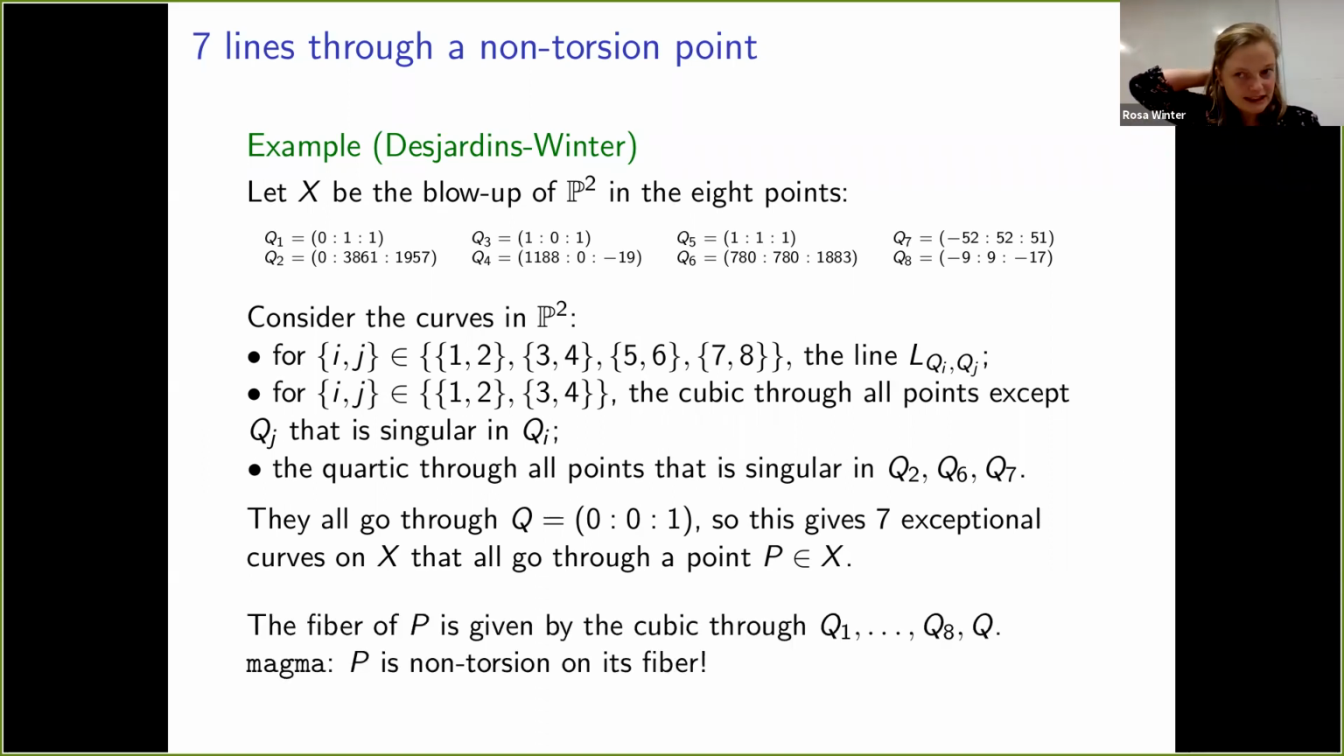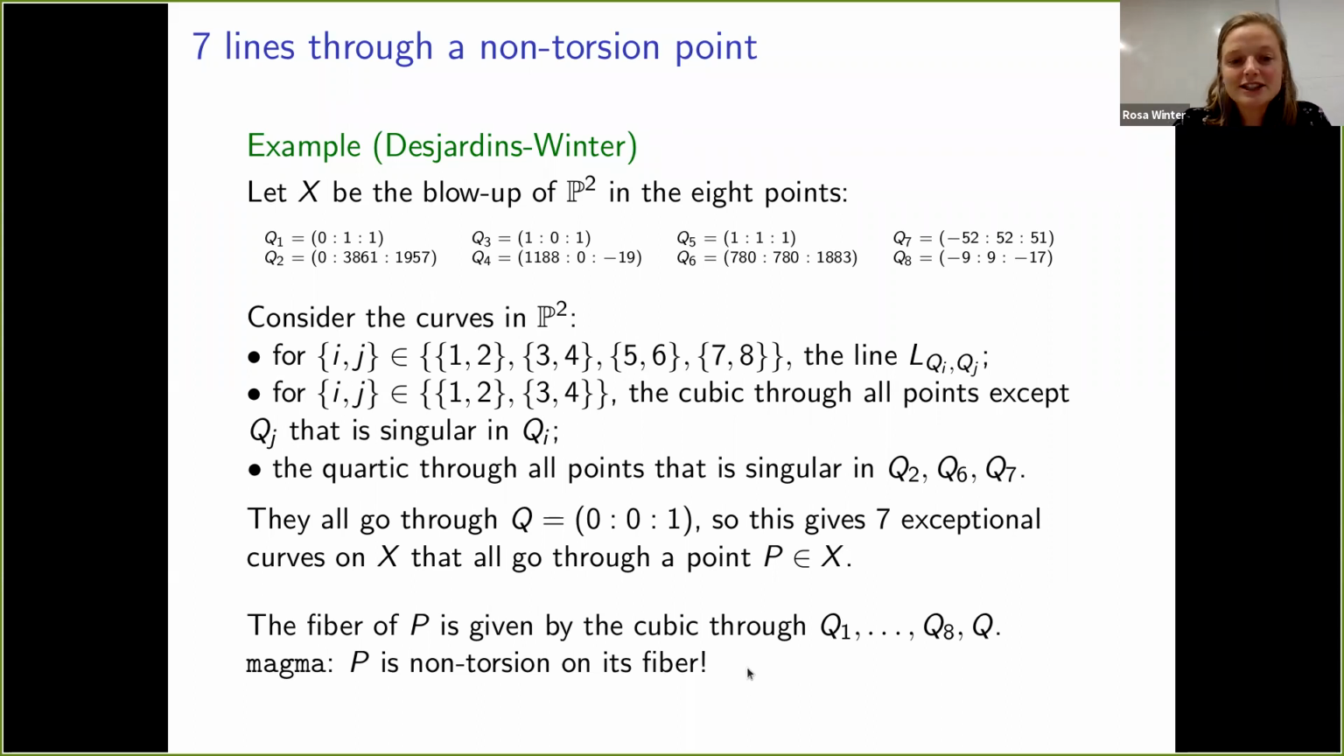So now we know that on the Halphen surface we have 7 exceptional curves going through a point, but we blow up a point to get the elliptic surface and we want to look at the fiber of this point P. But again, we can do this in terms of P2. So the fiber of this point is actually given by the cubic through these 9 points. So the elliptic fibration is given by the linear system of cubics through these 8 points. And then the fiber of P is exactly the one that goes through the point that corresponds to P. So we can, again, easily find an equation for this fiber. And this is a cubic curve, and we can check that P is non-torsion on this fiber.